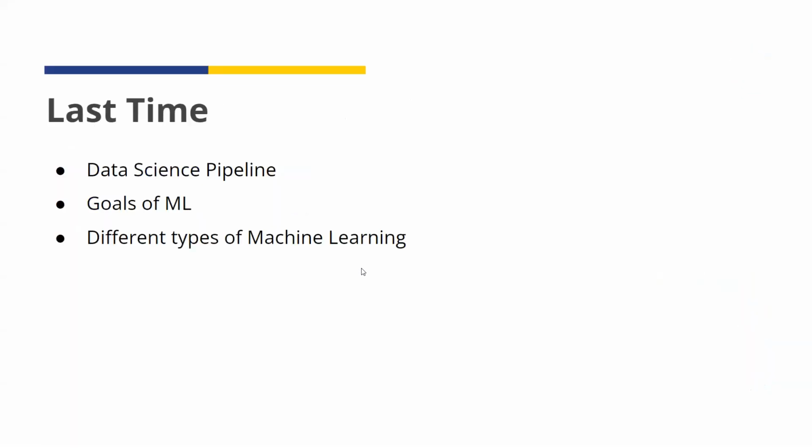So for those of you who may have missed it, and just as a general recap, last time we went over a general overview of what a data science pipeline looks like, what the goals of machine learning are specifically, and then also different types of machine learning that exist, supervised versus unsupervised learning. Just a basic overview of concepts that we'll eventually get to later down the line.